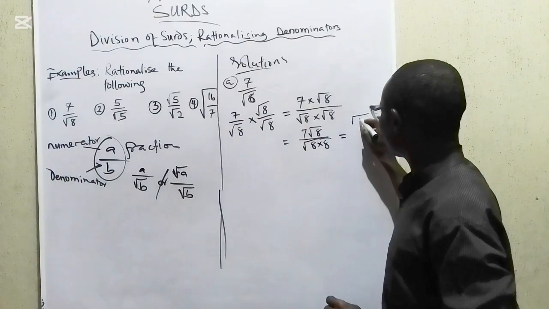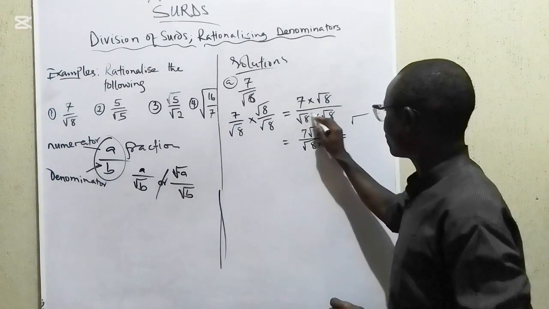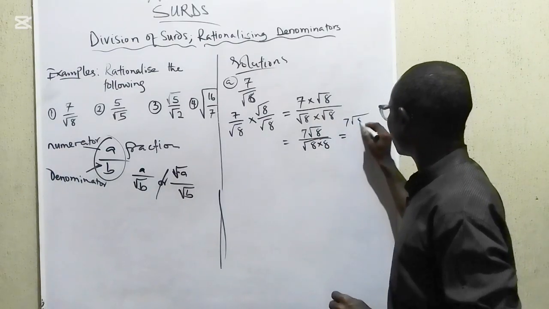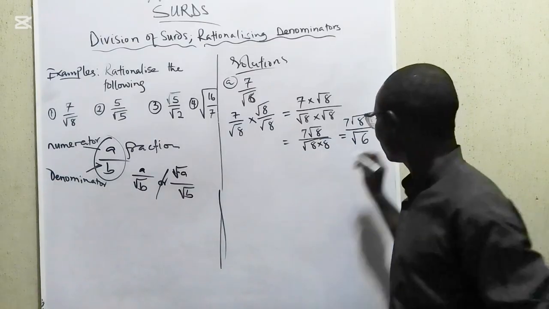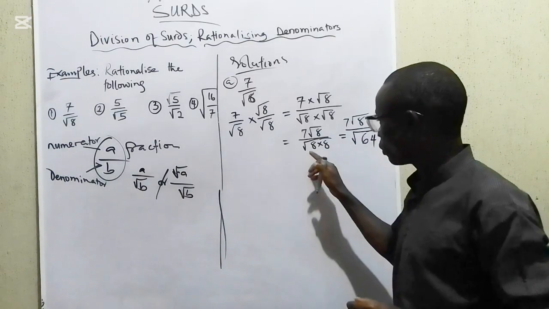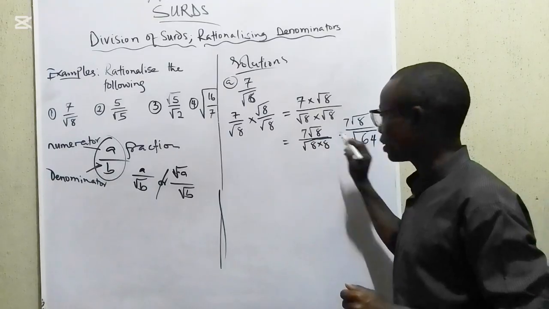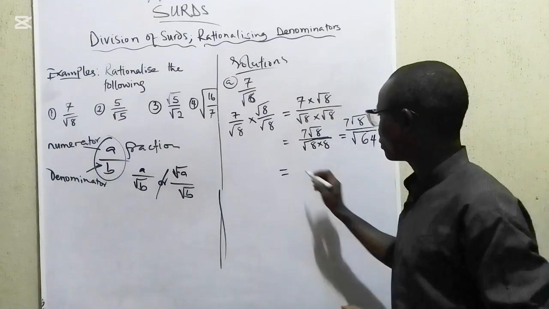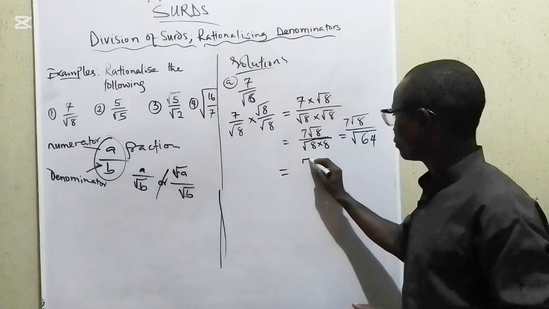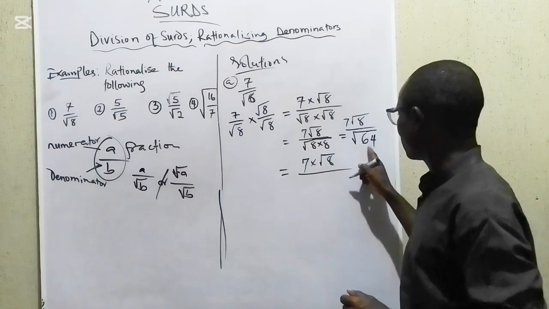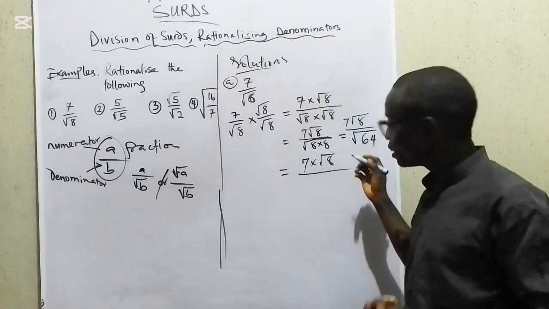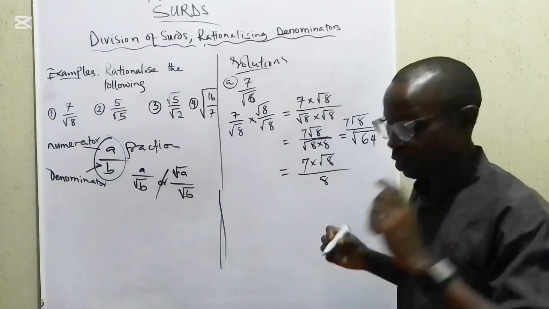So this is still the same, so you can join the two. So it's going to be 7 root 8 all over what? The square root of 64, right? Because 8 times 8 is 64. Good, so what does it mean? So 7 root 8 all over what? What's the square root of 64? It is 8.